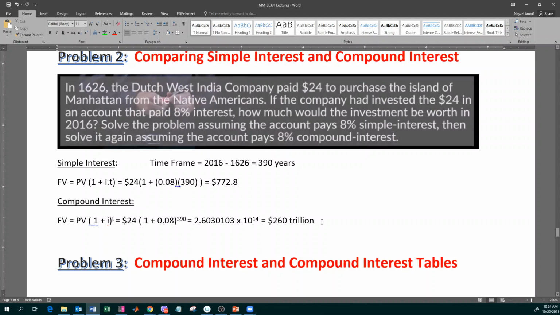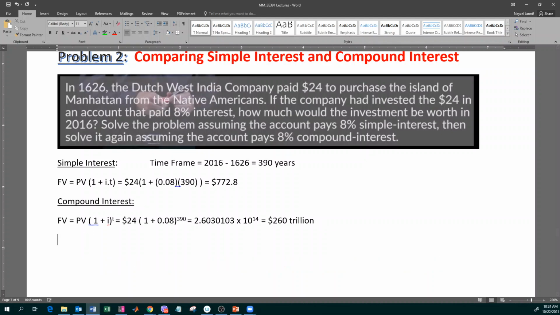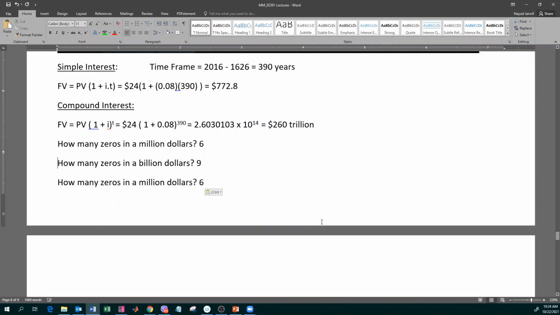So just remember how many zeros. Let's just have a side discussion. How many zeros in $1 million? Okay, everybody knows this. 6, right. How many zeros in the next level, billion? Billion is 9 zeros, right. And how many zeros in trillion?